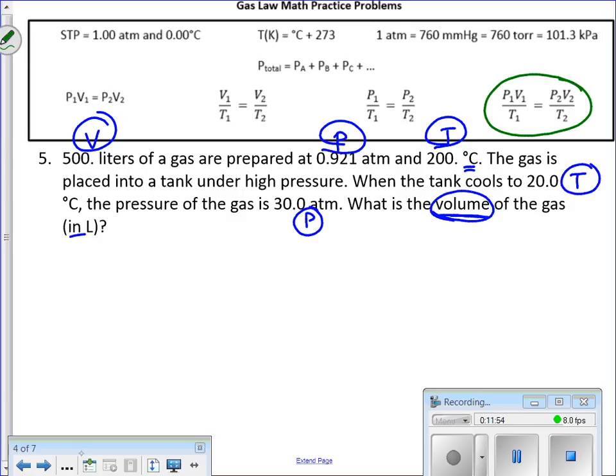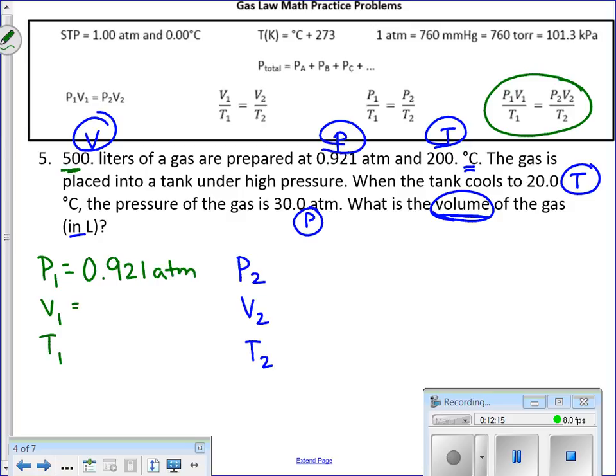My ones are initials. So I have P1, V1, T1. Then I'll have P2, V2, T2. Initially, the pressure is 0.921 atm.